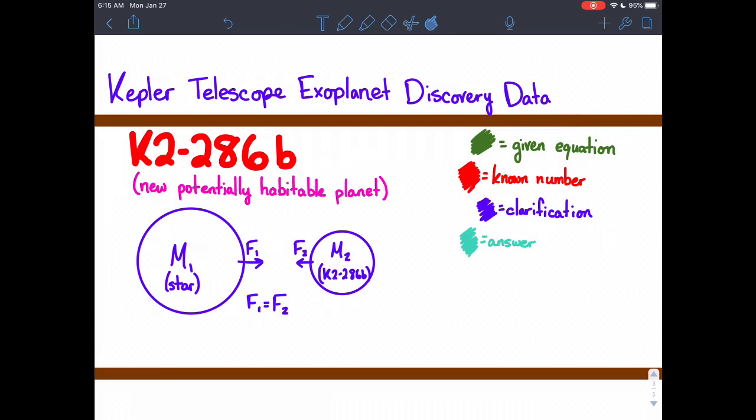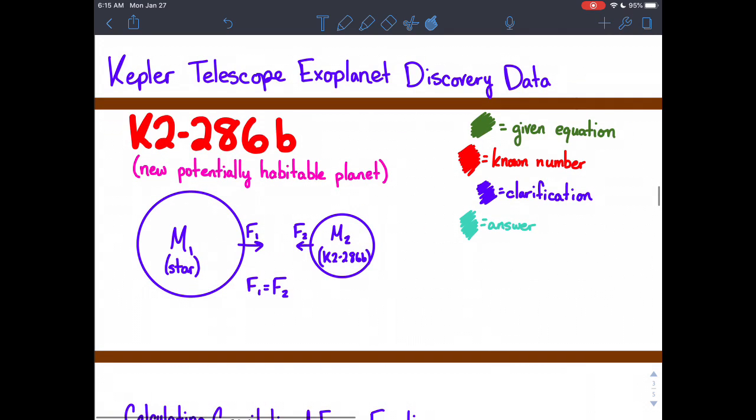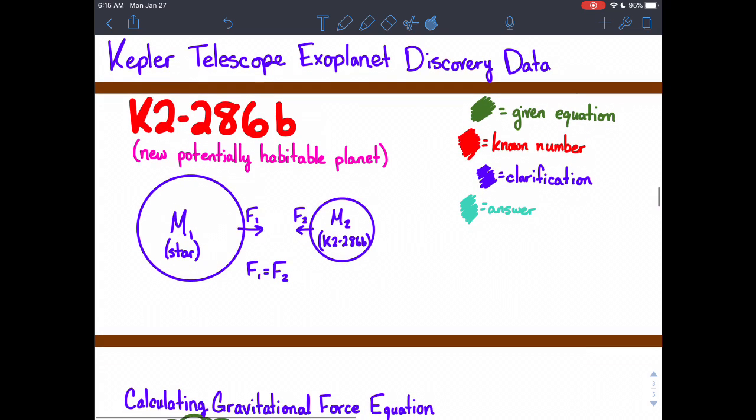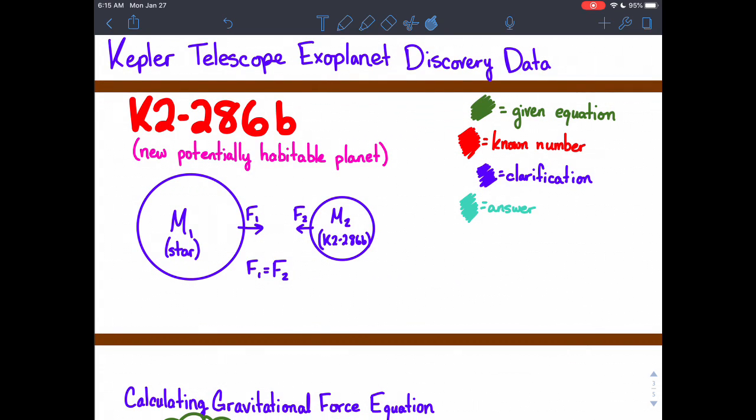The Kepler Telescope Exoplanet Discovery Data Analysis Project. The planet that I did my information on is K2 286b, which is a new potentially habitable planet. And here's the key on the right. Green markings signify the given equation. Red signifies the known number, obviously not the K2 286b part, but later in the project it will. Blue is for clarification, and this teal color is for the answer.